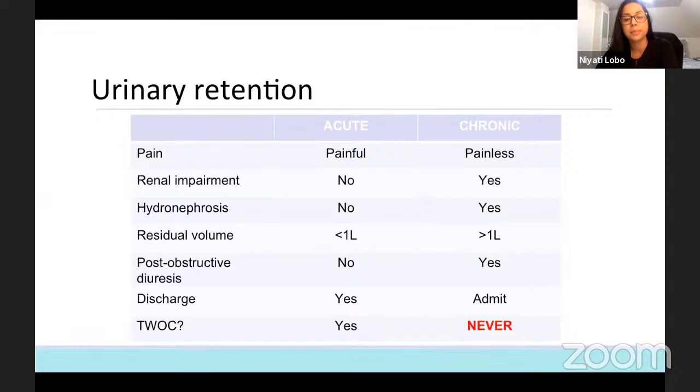Should you TWOC someone with chronic retention? Never really. If you TWOC someone with chronic retention, they are going to go back to square one. They're going to start storing a large volume of urine in their bladder. That's going to lead to hydronephrosis, AKI, and they're going to come straight back to hospital. And you can have really dramatic creatinine with these patients. You can have AKIs with creatinines of 1,000, eGFRs of 5, so it can really be very dramatic.